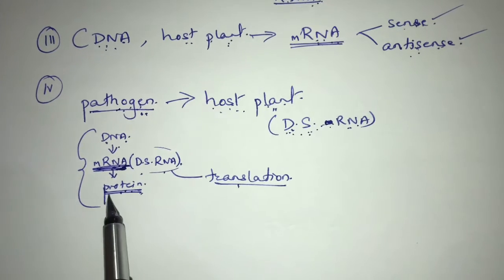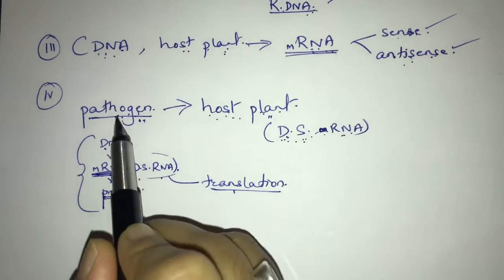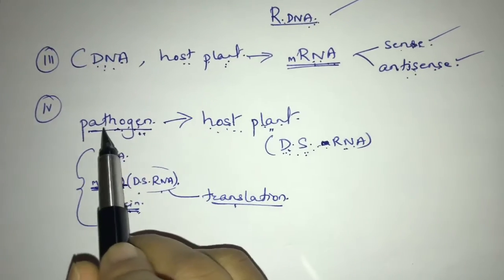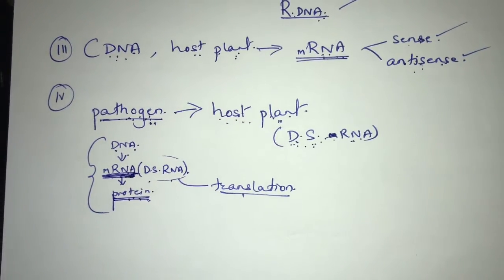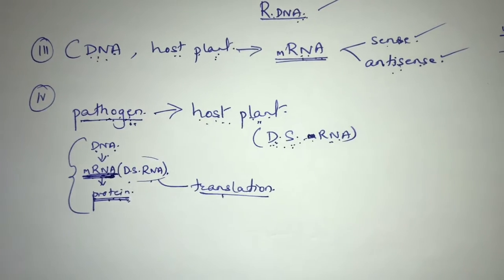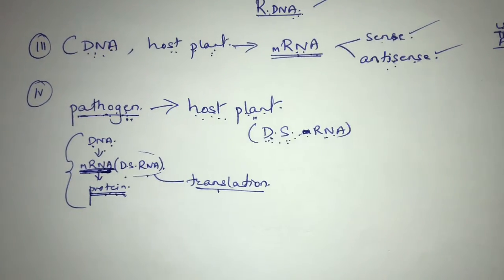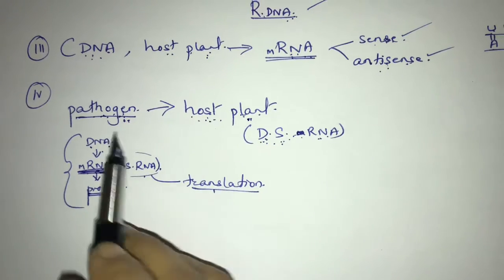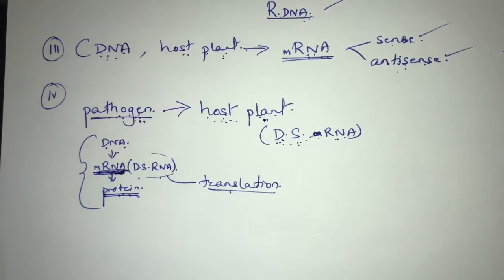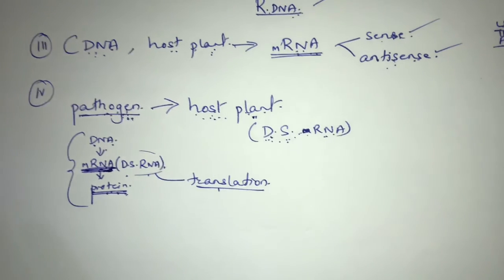So when this is not translated into protein, the pathogen or the parasite or the disease causing organism cannot survive in the host plant for long, they die. Thus the host plant, the targeted plant, is protected from the pathogen or parasite. This way it is protected.